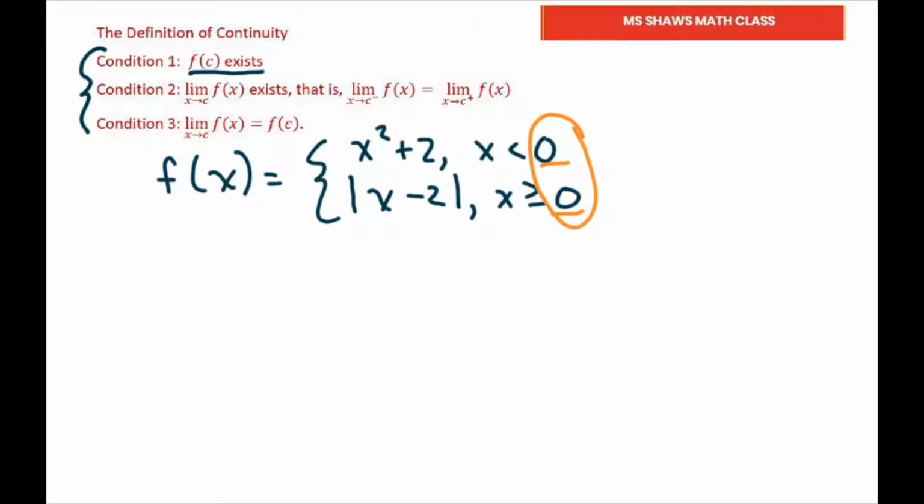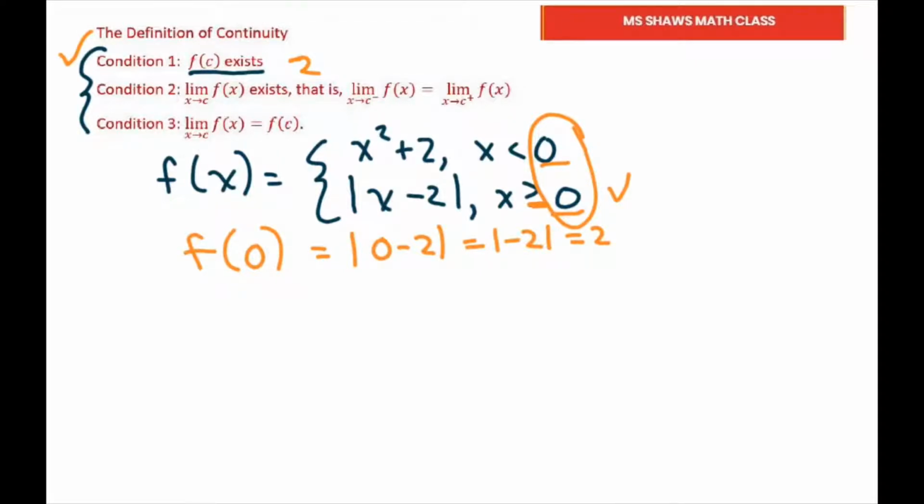So f of 0, and we're going to have to pick the lower portion because that is where it's equal to 0. So plug in 0. The absolute value of 0 minus 2 equals the absolute value of negative 2, which equals 2. So it does exist. It exists at 2. That's your y, by the way. So this works. Now we have to check condition 2.